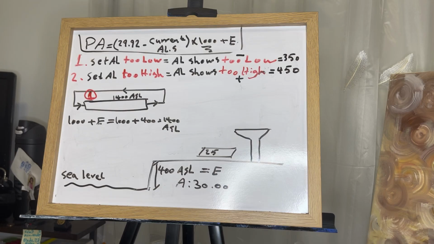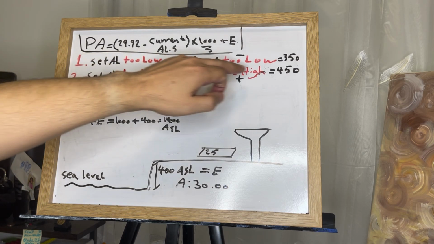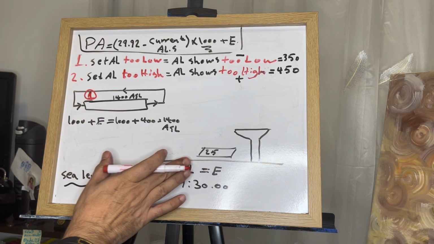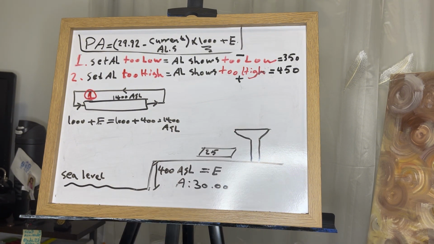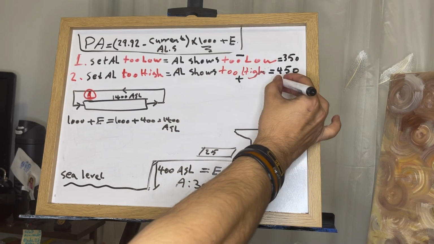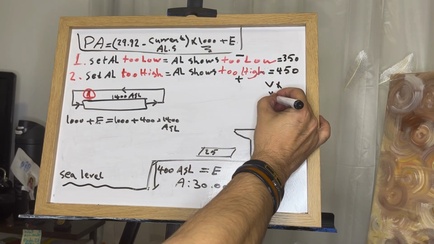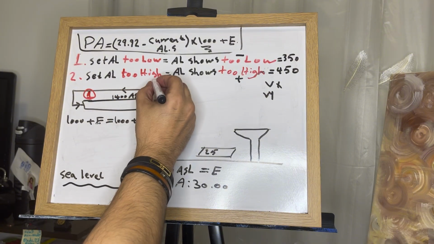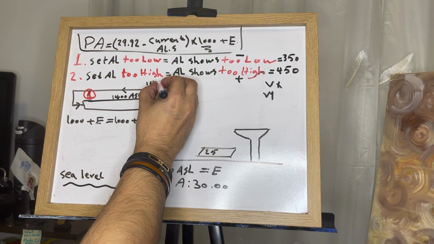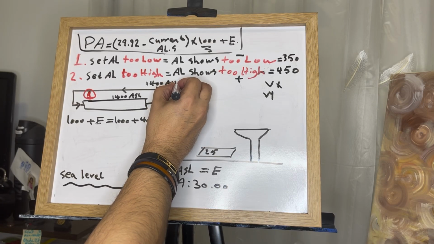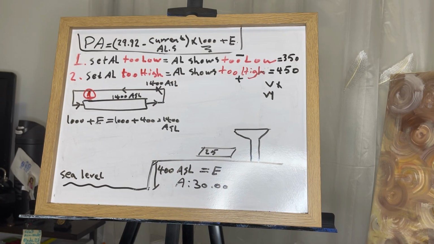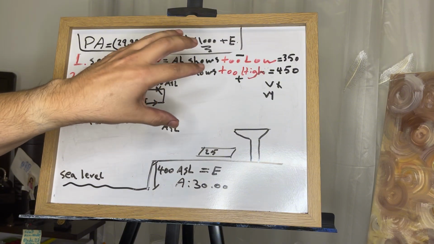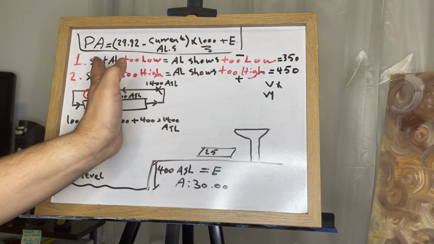In scenario number 1, we set the altimeter too low. So the altimeter at the ground shows 350. You start to take off and climb, depending on whether you climb by Vx or Vy. Somewhere here, you should be at 1400 feet above sea level according to the altimeter. So when confirmed by the altimeter at 1400 feet above sea level, you level off and continue downwind.